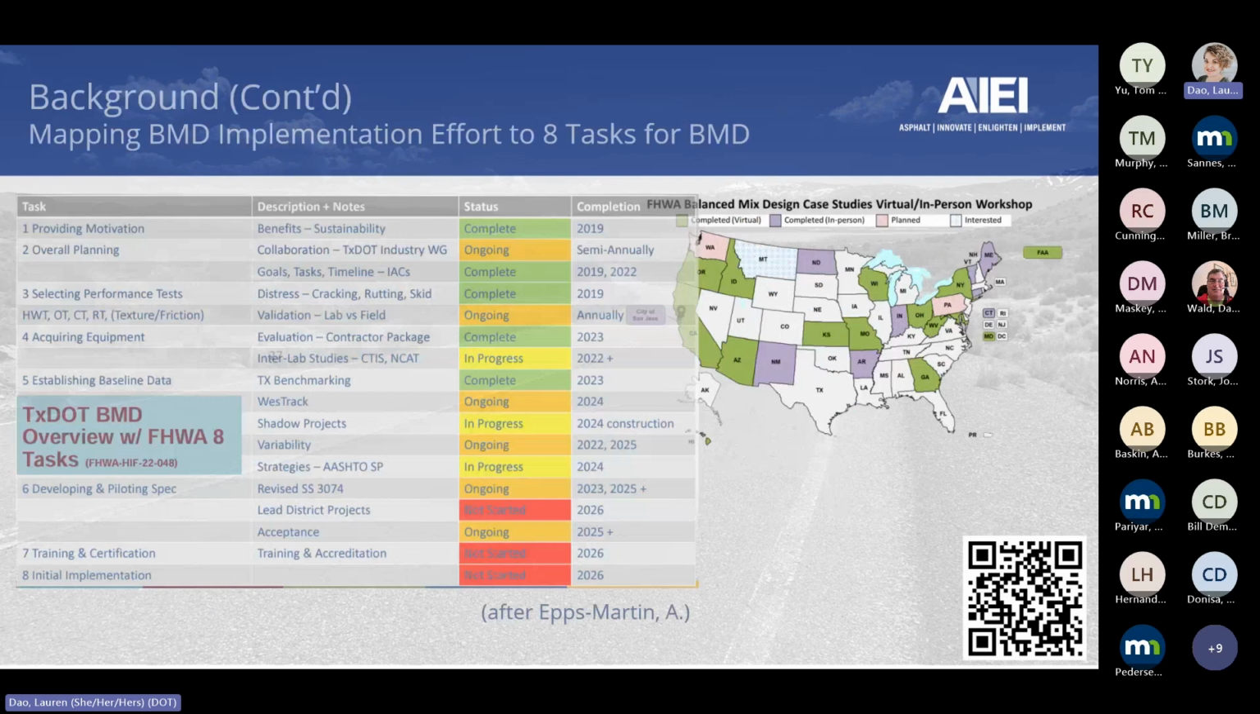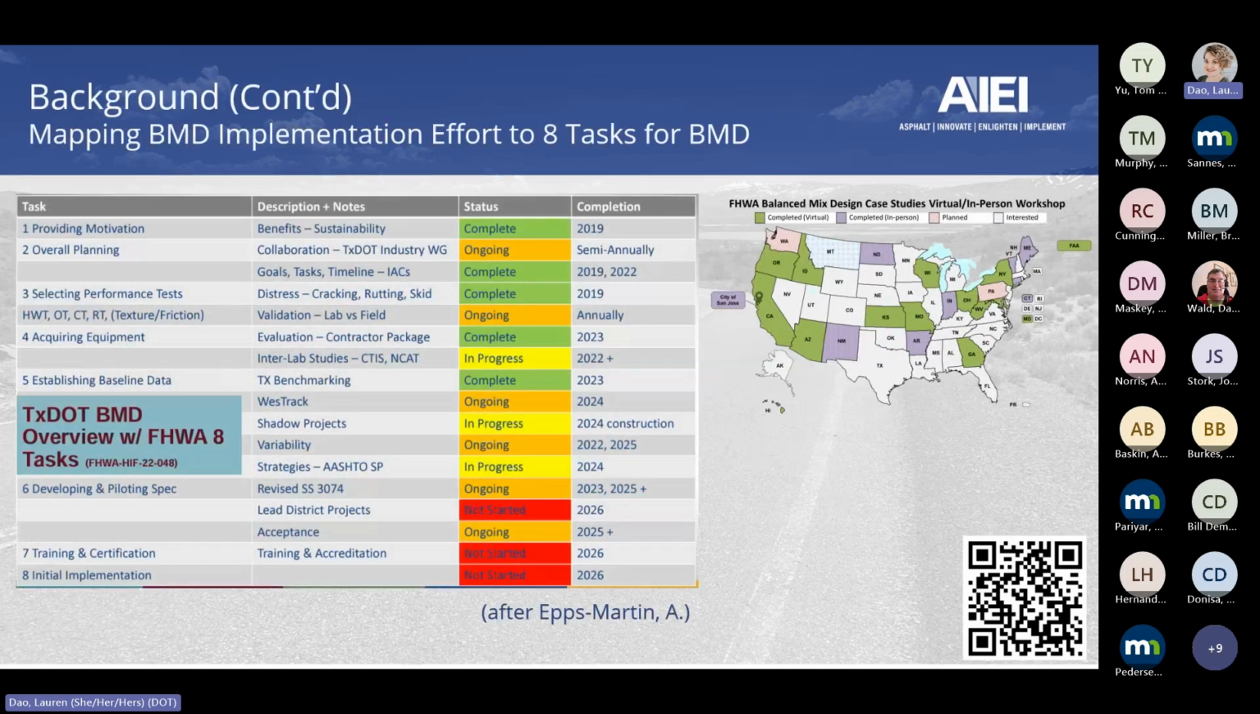Now, out of that, like I said, we've recently, and that's something that Professor Amy F. Martin actually presented at the last TRB. And we thought, oh wow, that's pretty interesting. We should start collecting that data. So what she did, she took the 8 tasks, and then she mapped those tasks to the progress that's currently going on with the BMD implementation in Texas, right? What has been completed, that you see as green, what is ongoing, what's in progress, and what the completion date or timeline is.